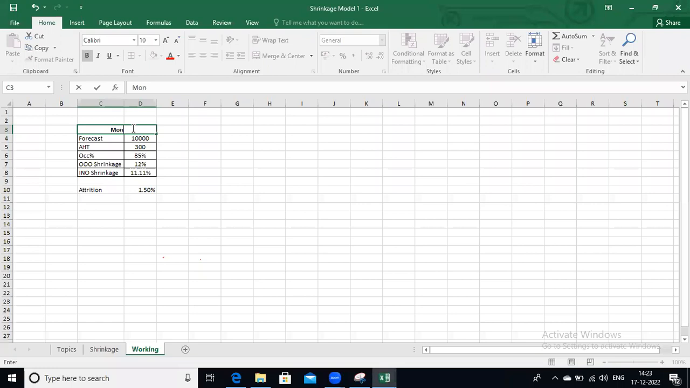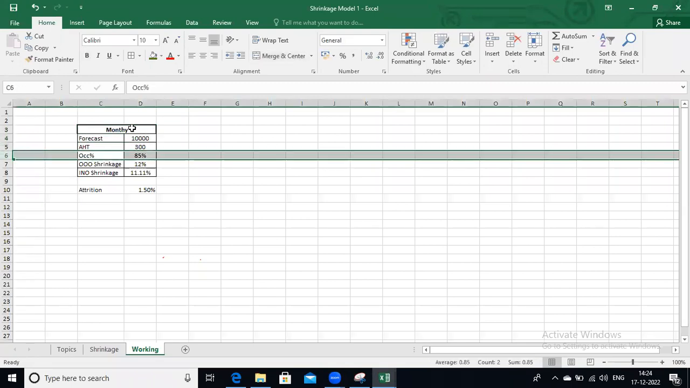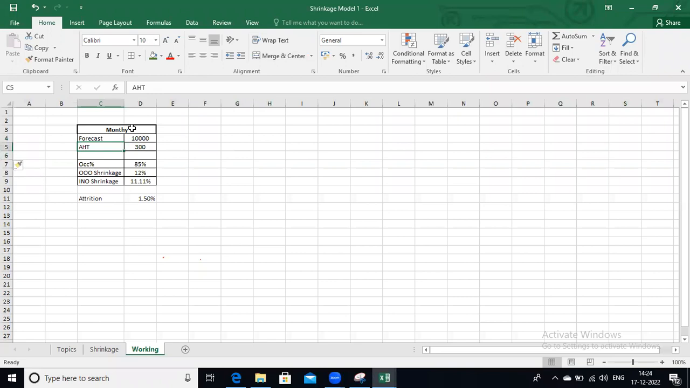Now changing it to monthly. Okay. So this is monthly. I need to calculate the things for weekly. Okay. For a week. FT hours, that is 147. And the attrition that we have, that is 5%.